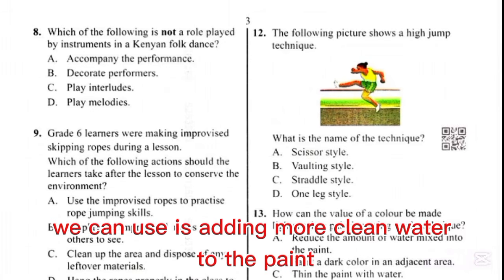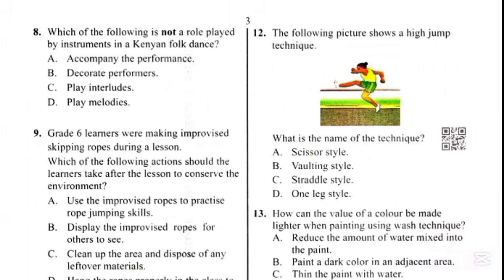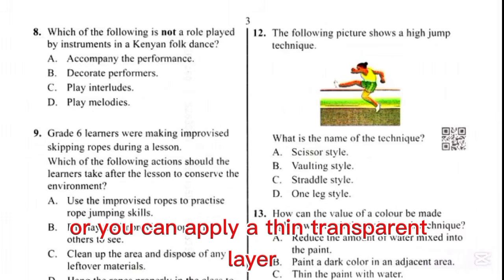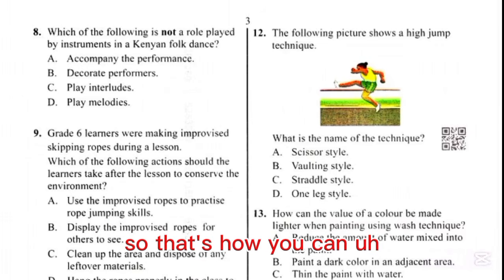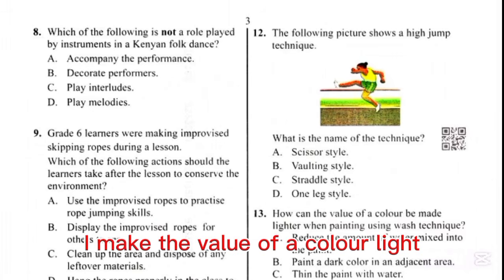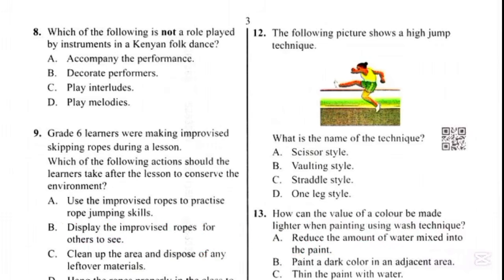Other ways we can use is adding more clean water to the paint to dilute it. You can also use less paint and more water when mixing, or you can apply a thin transparent layer, that is light wash, instead of a thick dark wash. So that's how you can make the value of a color light. So the correct answer was C, thin the paint with water.